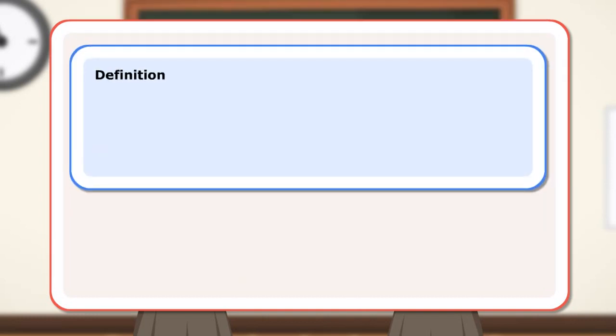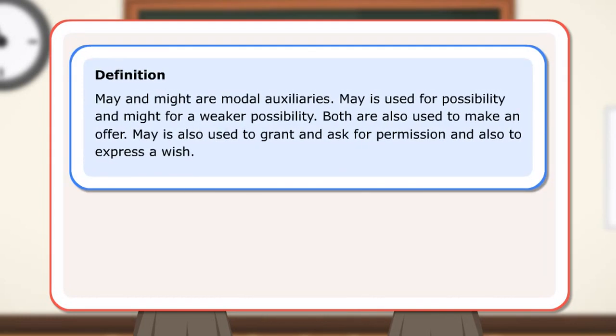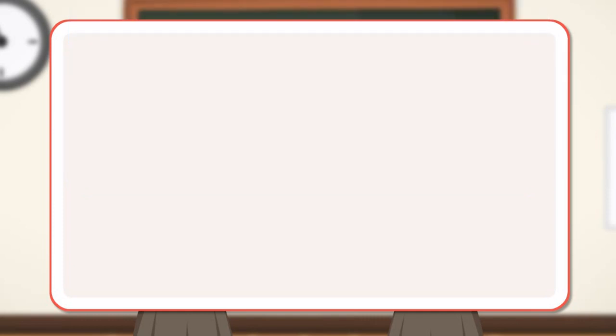Definition. May and might are modal auxiliaries. May is used for possibility and might for a weaker possibility. Both are also used to make an offer. May is also used to grant and ask for permission and also to express a wish. Let us look at a few sentences.